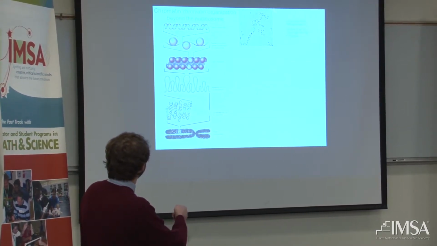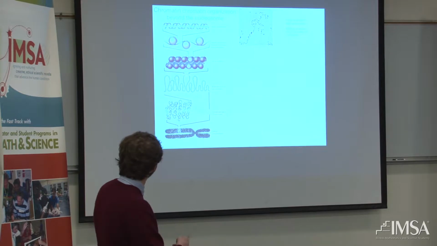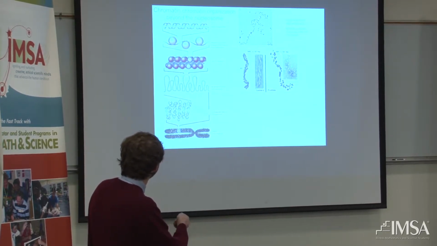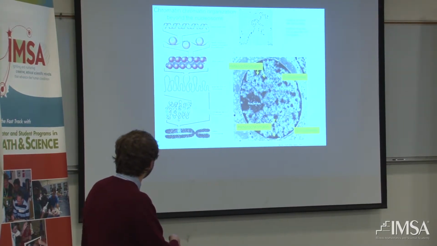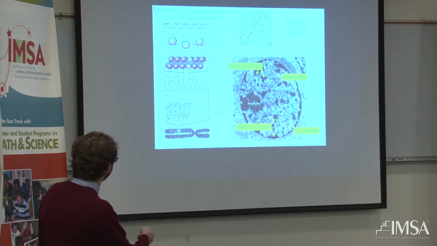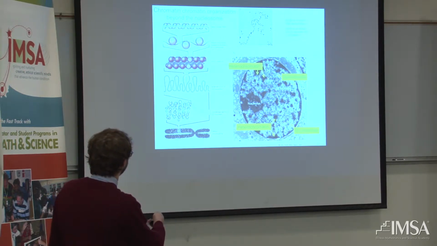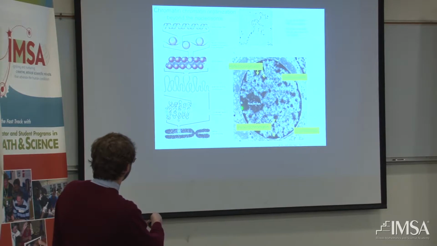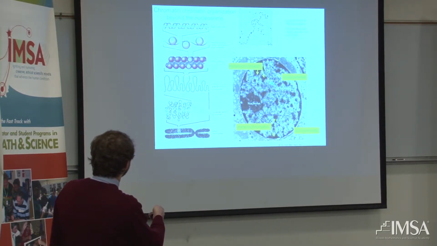So here's what beads on a string look like when you take an electron micrograph. Here's what this 30 nanometer solenoidal fiber looks like from a micrograph perspective and from a model perspective. And then sort of macroscopically, if you just look at a whole nucleus and you contrast stain it in electron microscopy, you can very clearly see sort of dark patches that represent heterochromatin and then lighter patches which represent euchromatin.